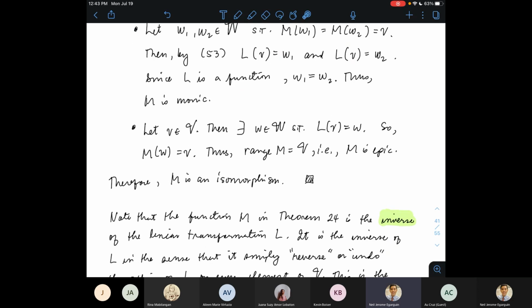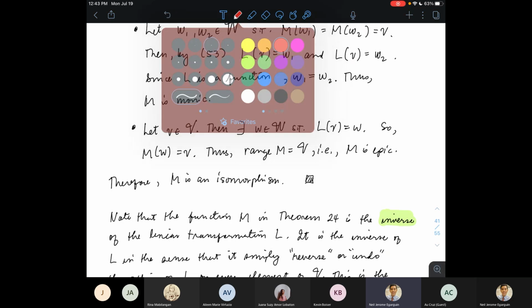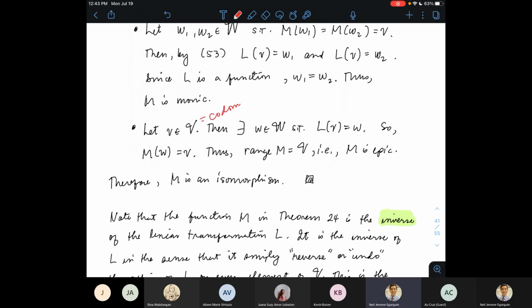And then lastly, we want to show that M is epic. So for it to be epic, we want to show that every element of the codomain is in the range. So I'll take an element of the codomain of M, right? Because remember, M is a function from W to V. Gusto kong ipakita na si little v ay may pre-image under M.